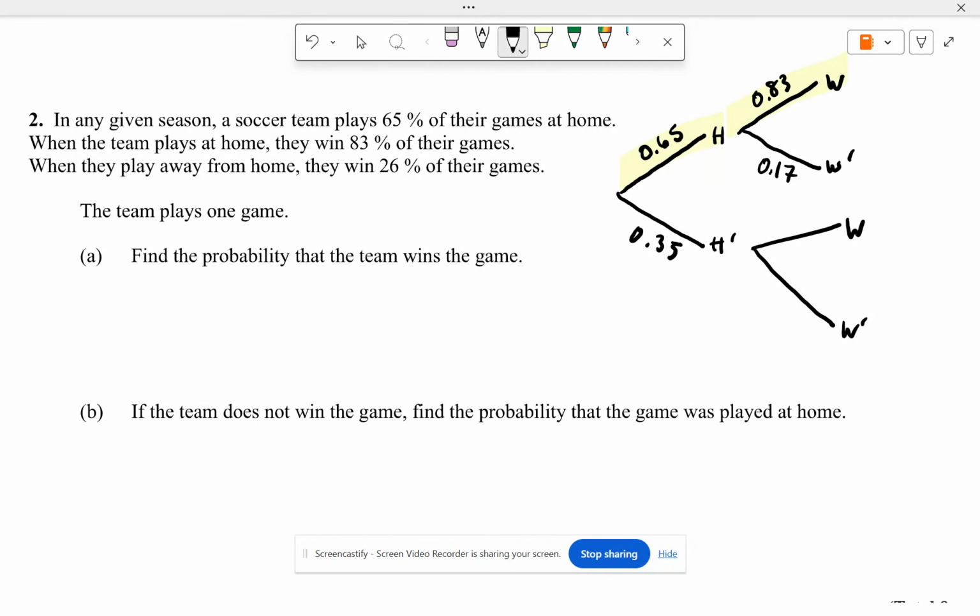Okay. When they play away from home, so now we are on this branch. When they are away from home, they win 26% of their games. Okay. So then what's the other thing down here then? Right? Okay.